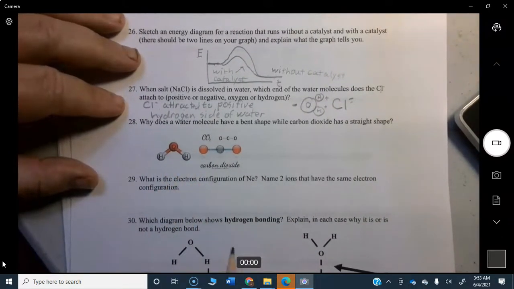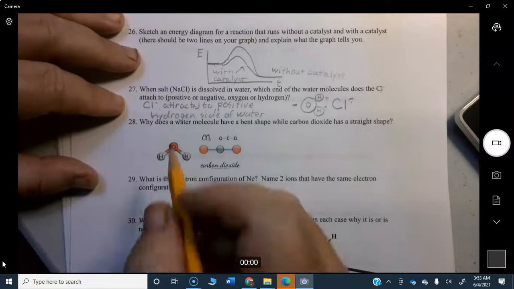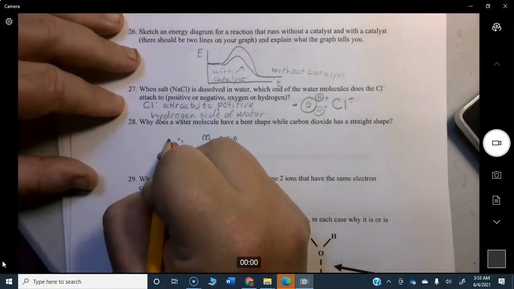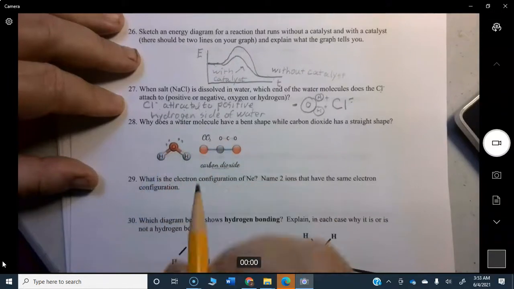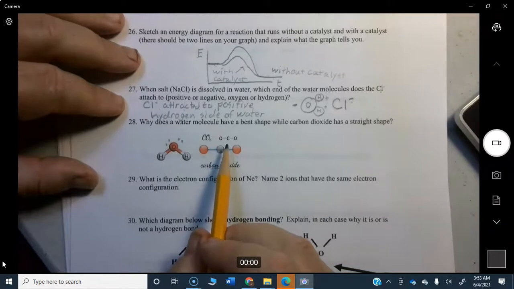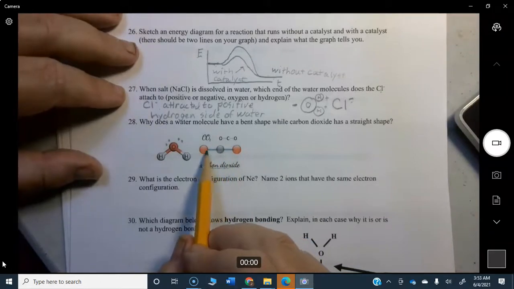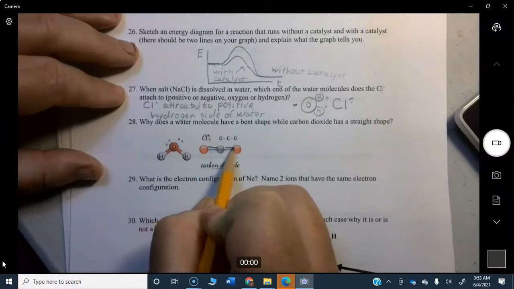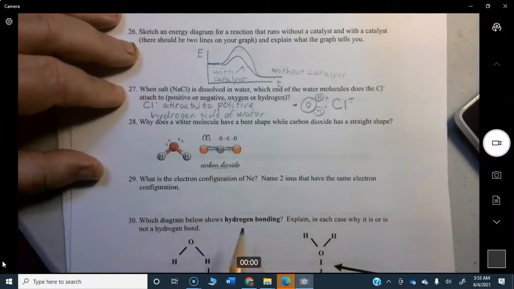But what we did learn is the diagram of water. It has hydrogen bonded to oxygen with single bonds here and here. Now what you also have on that diagram are two lone pairs here. When you diagrammed carbon dioxide, and we did that in class within the last week or so, you had a double bond here and a double bond here. There are no lone pairs on the carbon.